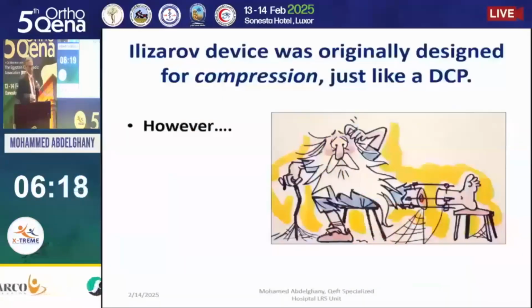We will start with bone transport. Everybody knows that the Elizarov device was originally designed for compression, just like a DCT. However, they say that one patient turned the nuts the other way, and there was distraction of the bone. Elizarov noted bone formation.